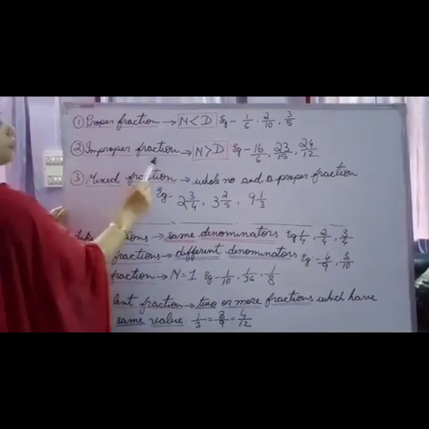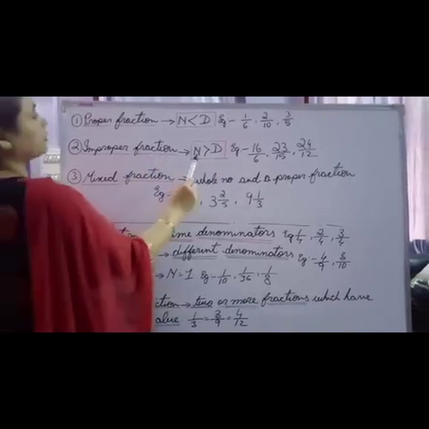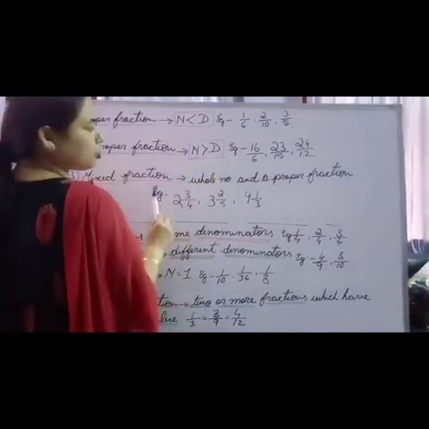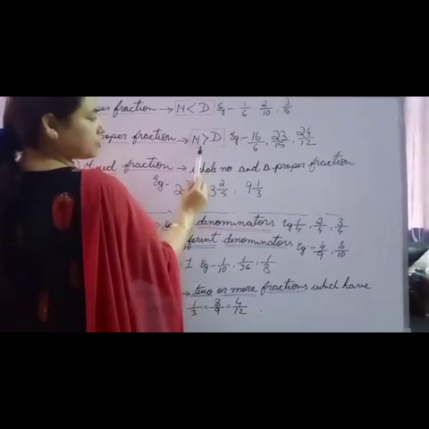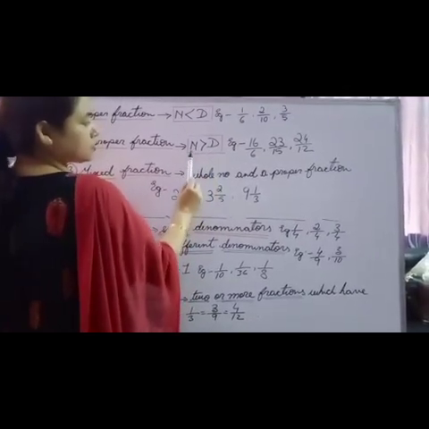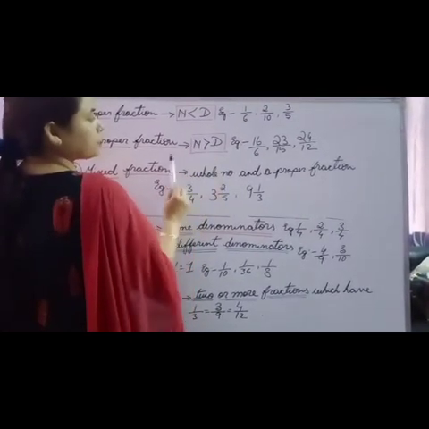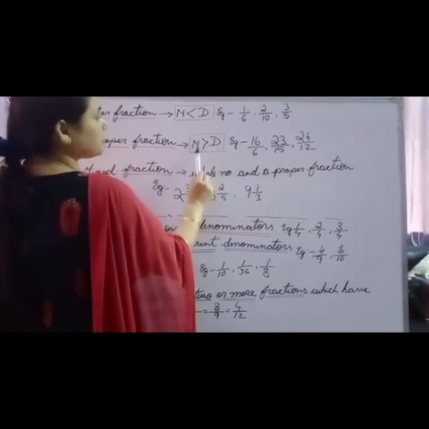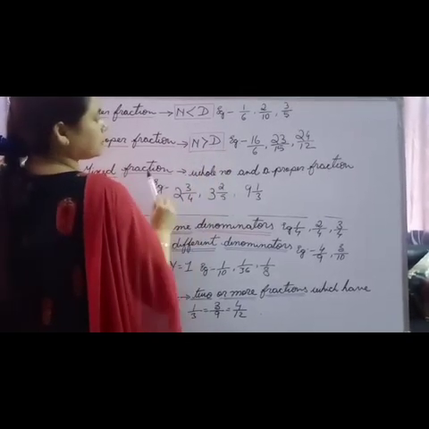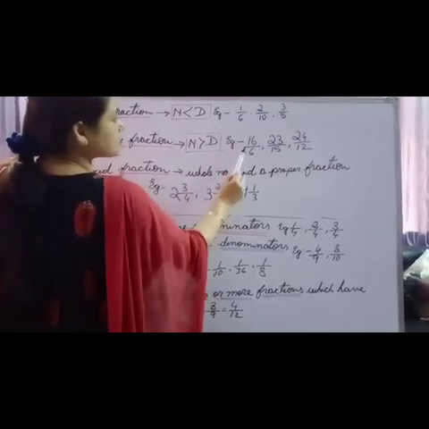An improper fraction is just the opposite, where the numerator is greater than the denominator. This n you can understand, children. This d also you can understand. N is for numerator, d is for denominator. Now, whether the numerator is greater than the denominator, let us see the examples.